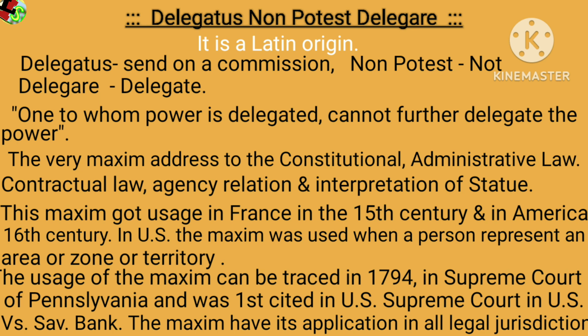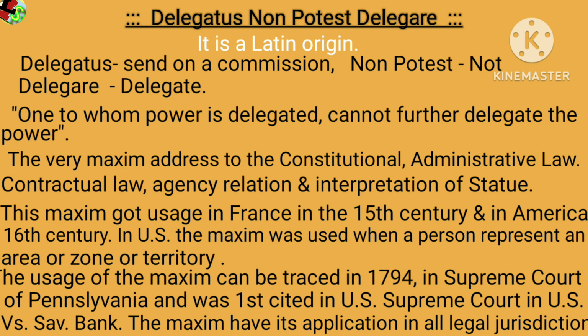latter half of the 15th century. In the early 16th century, the word delegate was widely used in America when an elected person was in charge to represent an area, a zone or a territory. But this Latin maxim started to put its print in the legal text in the early 15th century.